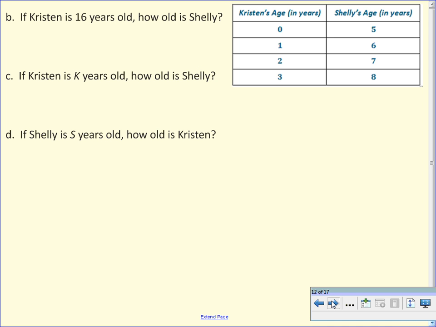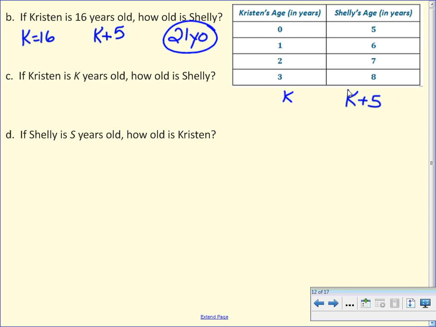Now instead of extending that table, let's see what we could do. So we know that Shelly is always Kristen plus 5. So if Kristen is 16 and Shelly is Kristen plus 5, how old is Shelly? 21 years old. You're going to write that out. If Kristen is K years old, how old is Shelly? K plus 5.